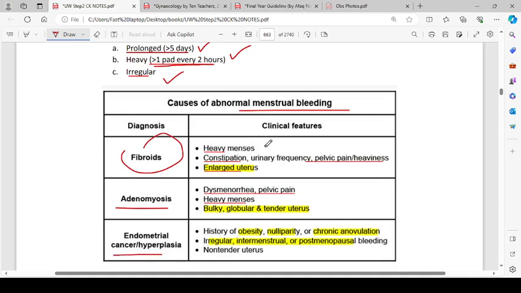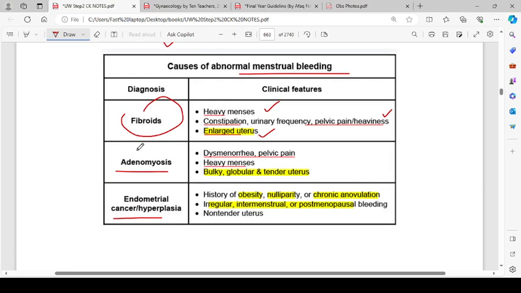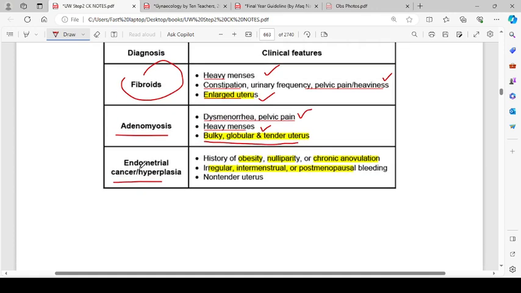Fibroids, the clinical features are heavy menses, constipation, urinary frequency and pelvic pain heaviness, and enlarged uterus. Adenomyosis, dysmenorrhea and pelvic pain, heavy menses, bulky globular and tender uterus. Endometrial cancer hyperplasia, history of obesity, nulliparity or chronic anovulation, irregular intermenstrual or post-menstrual bleeding, and non-tender uterus.